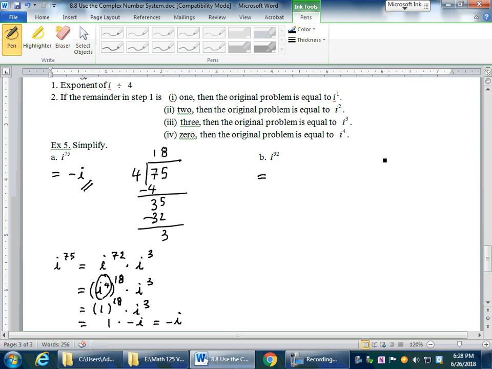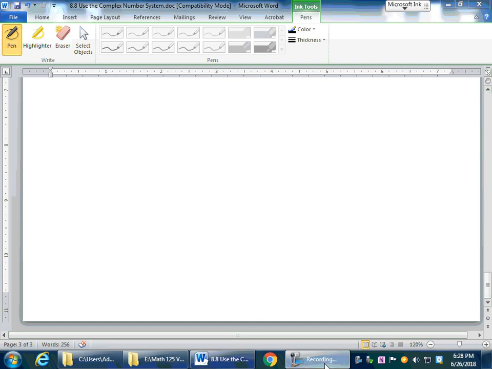So i to the 92. What we're going to do is divide the exponent of i by 4. So 4 goes into 9 two times, that will be 8. 4 goes into 12 three times. And the remainder is 0. And if the remainder is 0, the value of i to the 92 power is the same thing as i to the fourth. So we know that i to the fourth power is equal to 1, so therefore this is my final answer. And this concludes the sections.